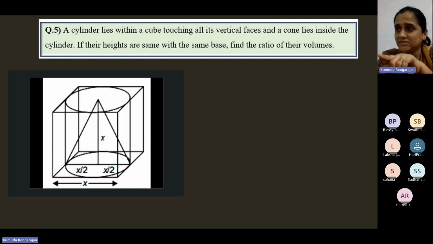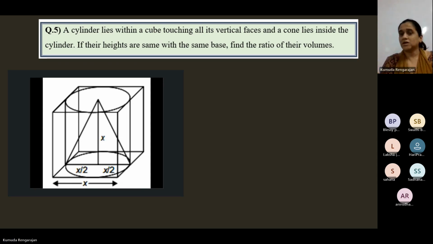A cylinder lies inside a cube, touching all its vertical faces, the standing faces. You should imagine that. The vertical faces of the cube are like the four walls. The curved surface of the cylinder touches all four walls. It fits in exactly. If the cylinder is a little bigger, it will not get inside the cube.